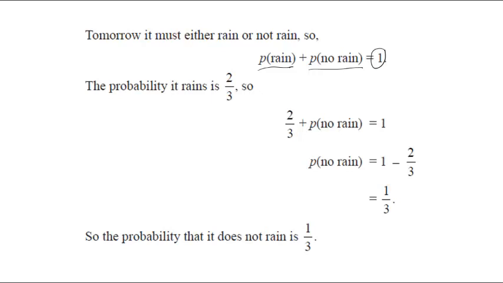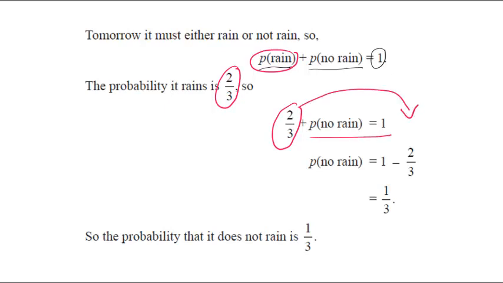So now the statement says probability of rain is 2 out of 3. So what's the chances of no rain? We are going to replace the word rain with the statistic for rain. So probability of rain is 2 out of 3. We replace that, and then we have no rain equals that. We take this over and we solve. 1 minus 2 over 3 is 1/3. The probability of it not raining is 1/3, or 33.3%.